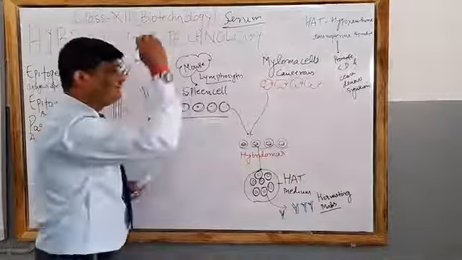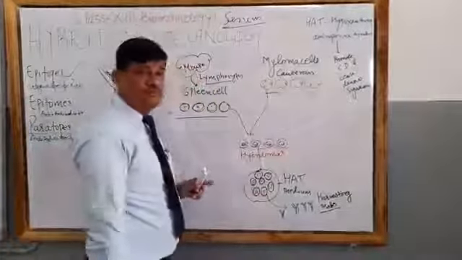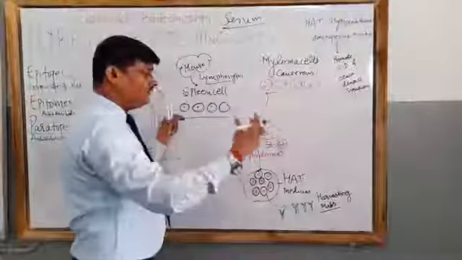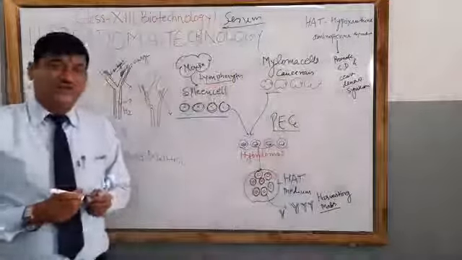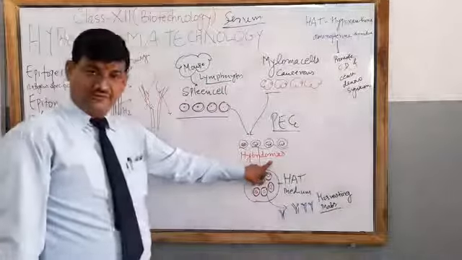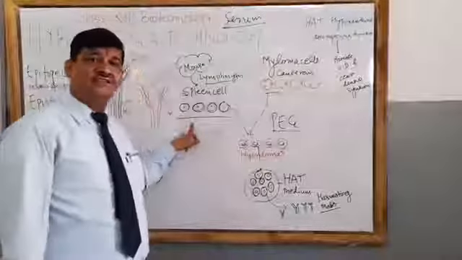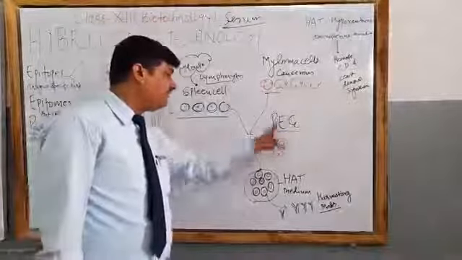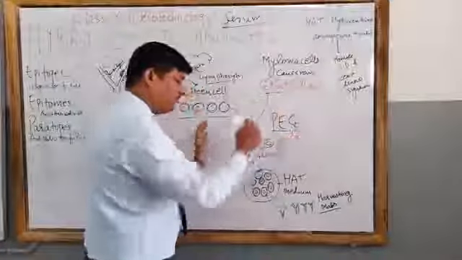After taking the spleen cells, they are fused with myeloma cells, the cancer-producing cells. What happens when these spleen cells and myeloma cells are fused under PEG, that is polyethylene glycol? It is required for the fusion of the cells. So this mixture is known as hybridomas. Hybridomas are the combination of spleen cells containing the B cells and the myeloma cells, the cancerous cells, and it is done in the medium called polyethylene glycol. So this is the hybridoma.